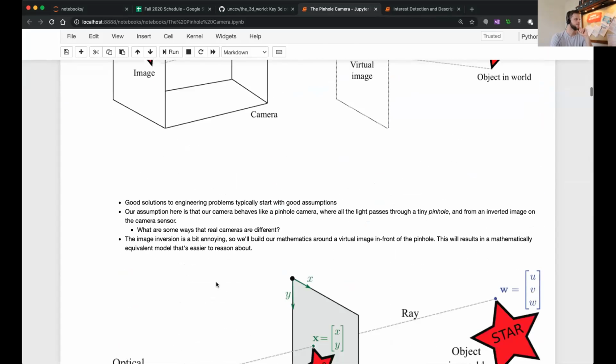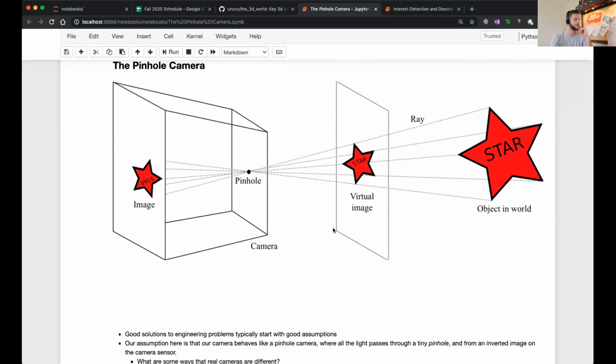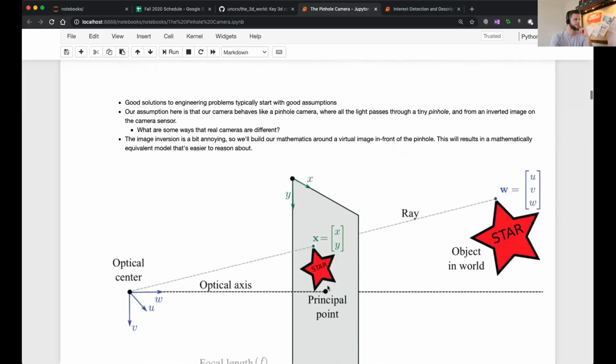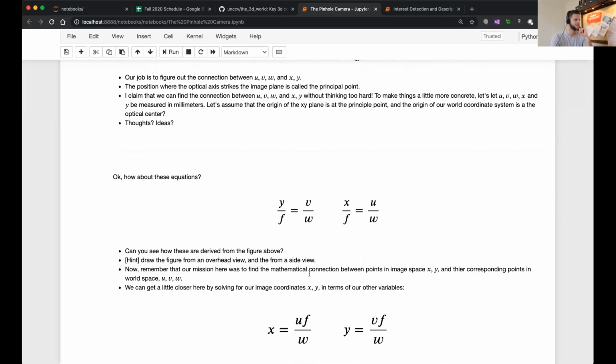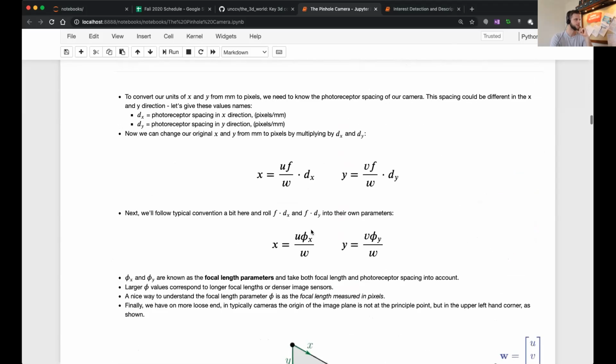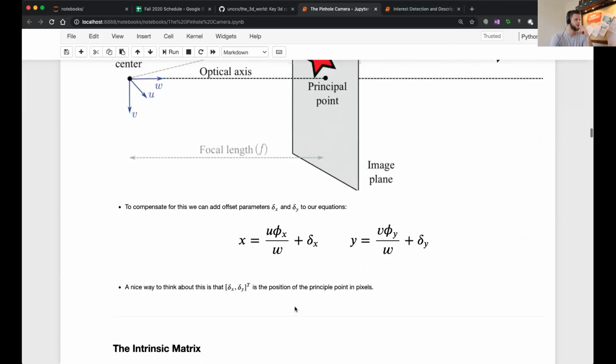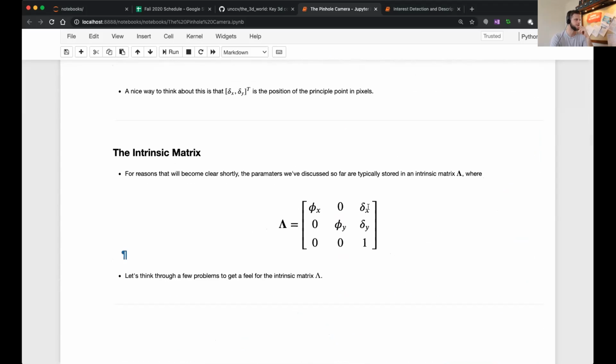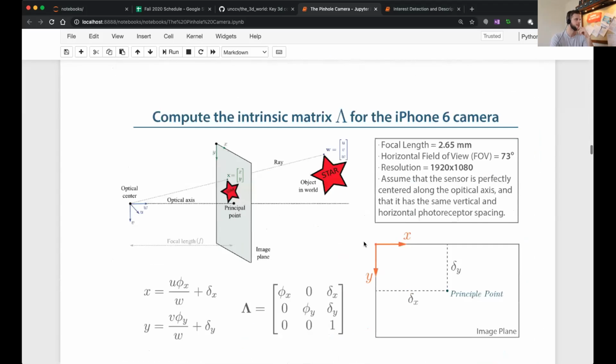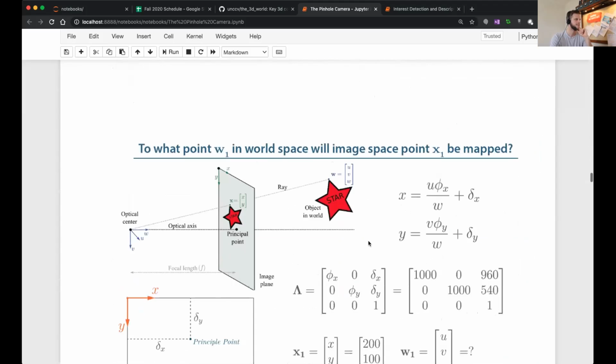Just to review, we started with what's called a pinhole camera, a model of the camera. That led us to some similar triangle math that led us to these equations. We made our equations a bit better by adding a few things. We put them in what we call the intrinsic matrix, which has 4 parameters that describe how your camera works.